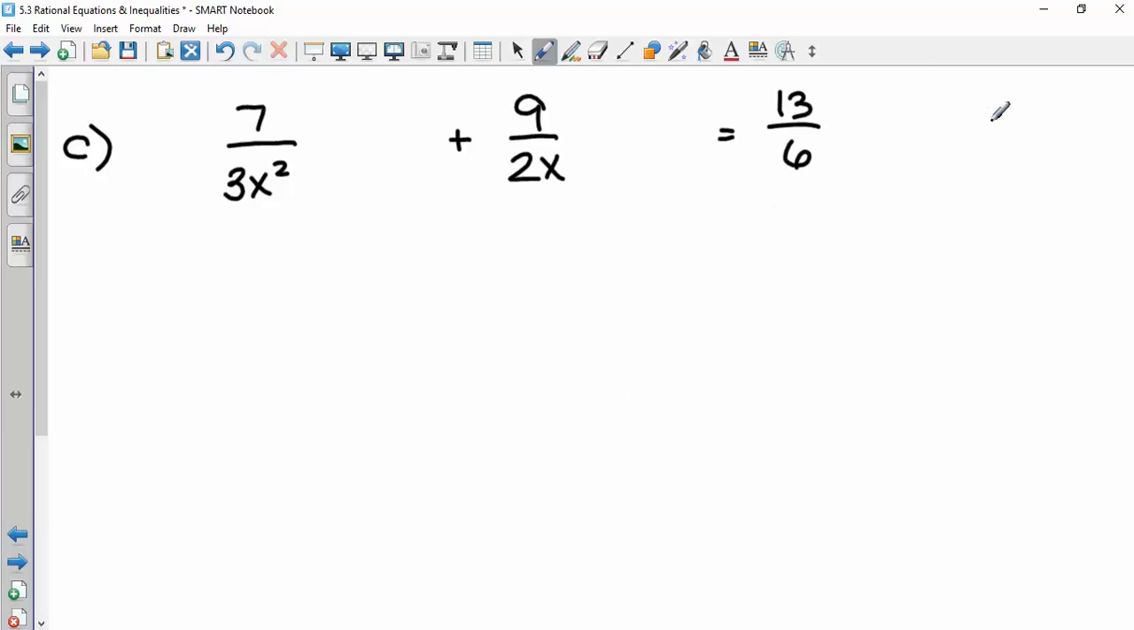If we're trying to decide what x cannot be, what would make a 3x squared equal 0? 0. What would make a 2x 0? 0. What would make 6 0? Nothing. So the only thing that x can't be on this problem is 0.